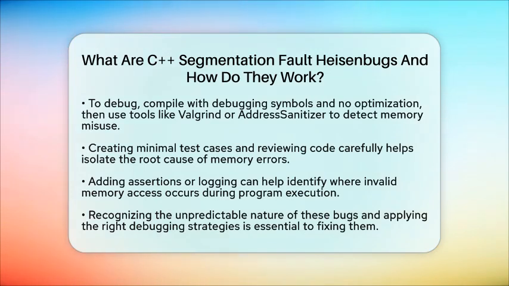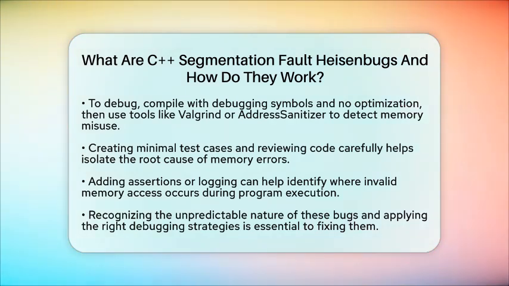To debug these issues, start by compiling with debugging symbols and no optimization. Use tools like Valgrind or AddressSanitizer to find memory misuse. Create minimal examples to isolate the problem. Review your code carefully to check pointer and memory management. Adding assertions or logging can help narrow down where the invalid memory access occurs.